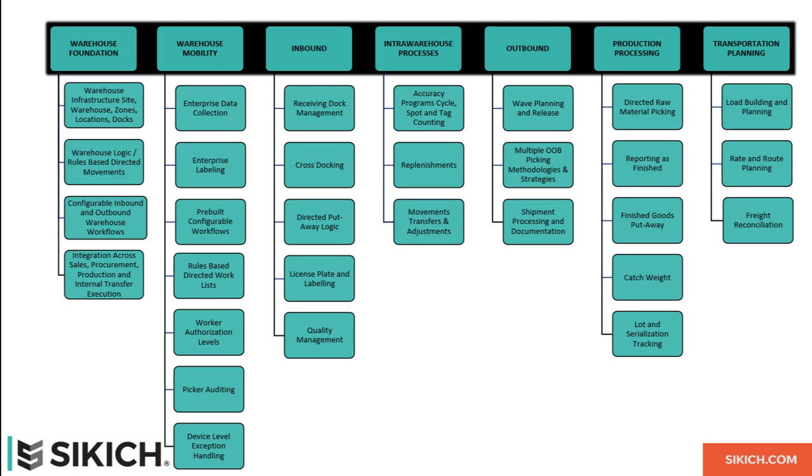The system can be configured to optimize warehouse operators' time and flow through the aisles. Enterprise data collection, enterprise labeling, and cycle counting programs promote inventory accuracy and reduce error in inventory movements.